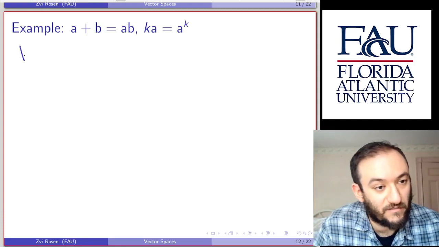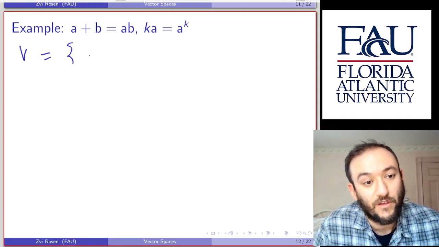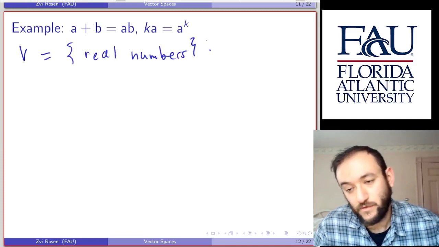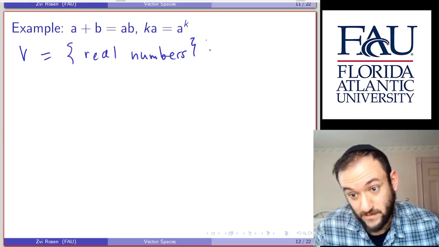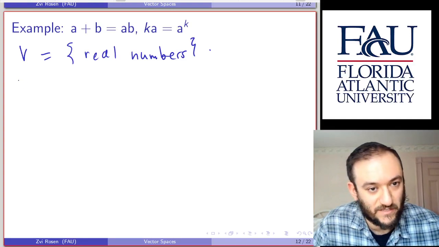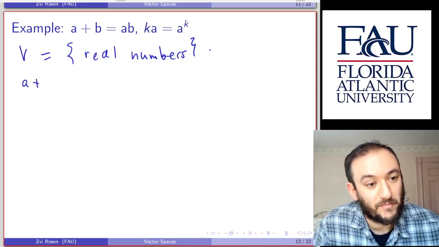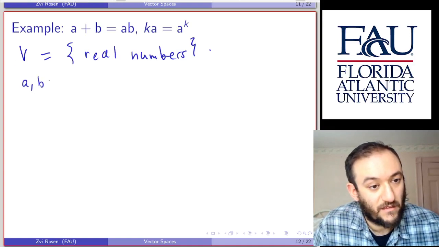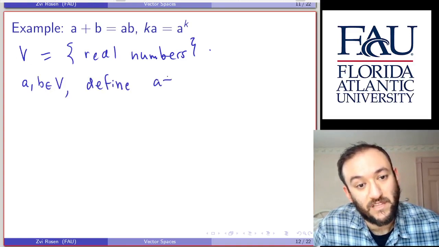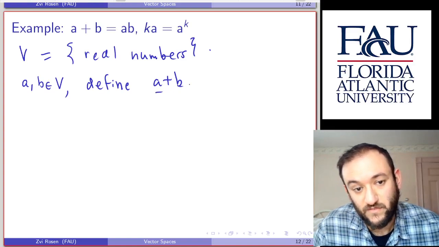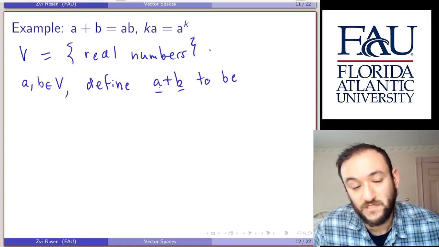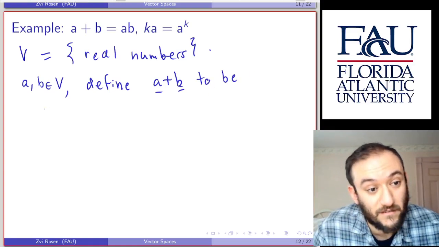Here we're going to let our vector space V be given by the set of real numbers. So 0, pi, anything like that is in the set. And the addition is given as follows. Taking a plus b, if a and b are in V, we define a plus b in terms of the vector addition to be the multiplication of the real numbers.